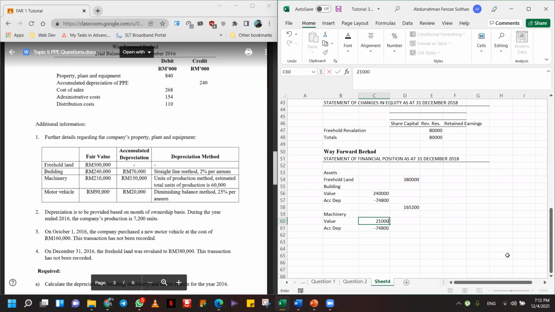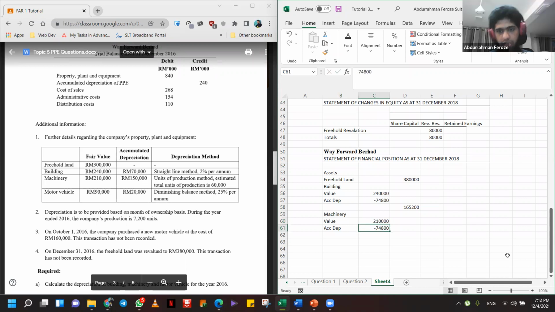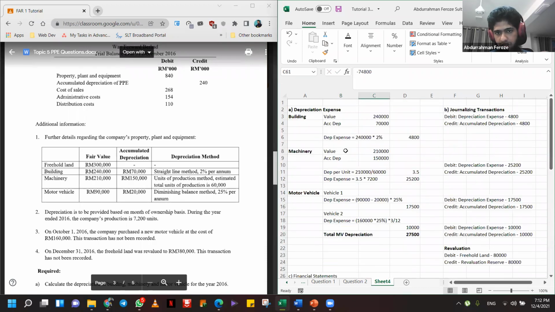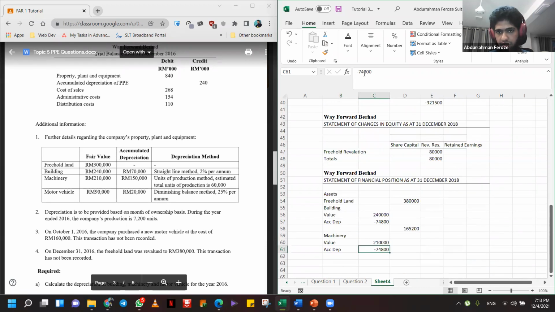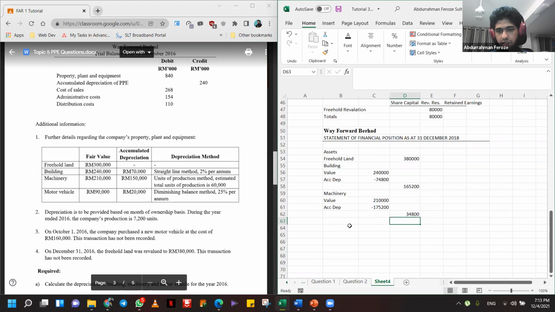210,000, right? And then we have accumulated depreciation of 150,000, and the depreciation that happened this year is 25,200. So that'll be 175,200. 175,200 equals sum this value, right? So that is the machinery.